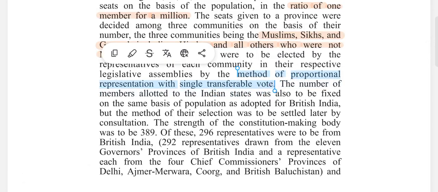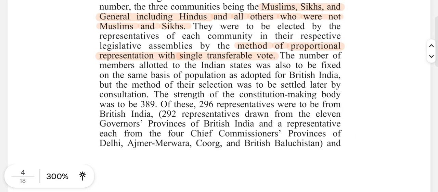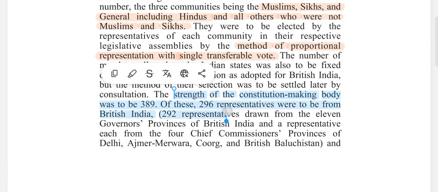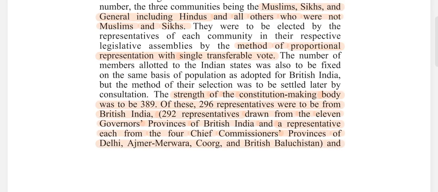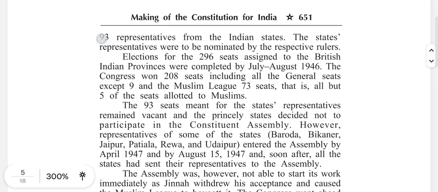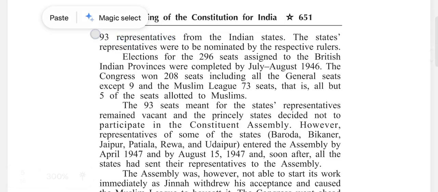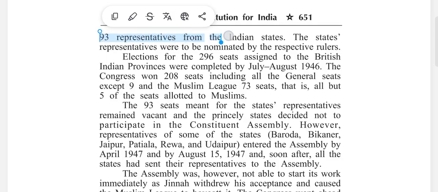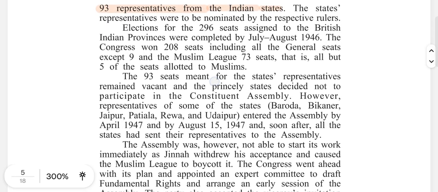The number of members allotted to the Indian states was also to be fixed on the same basis of population as adopted for British India, but the method of their selection was to be settled later by consultation. The strength of the constitution-making body was to be 389. Of these, 296 representatives were to be from British India: 292 representatives drawn from the 11 governors' provinces of British India, and a representative each from the 4 chief commissioners' provinces of Delhi, Ajmer-Marwara, Coorg, and British Baluchistan, and 93 representatives from the Indian states. The states' representatives were to be nominated by the respective rulers.